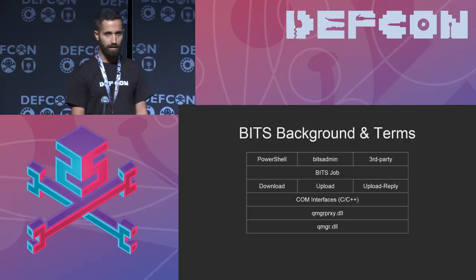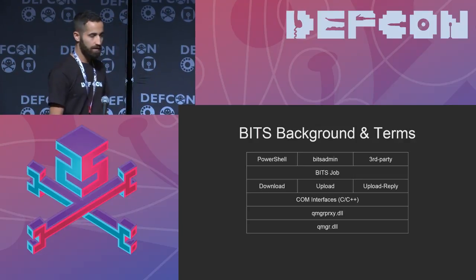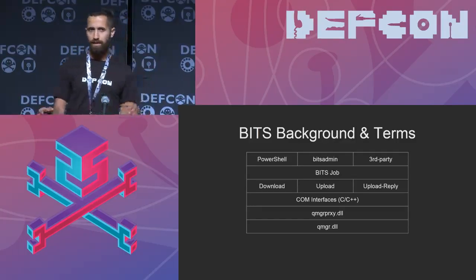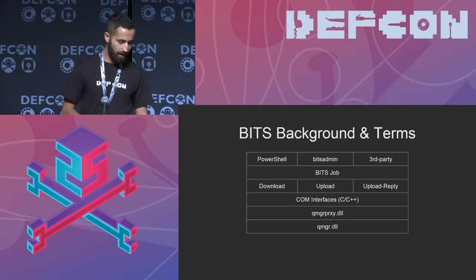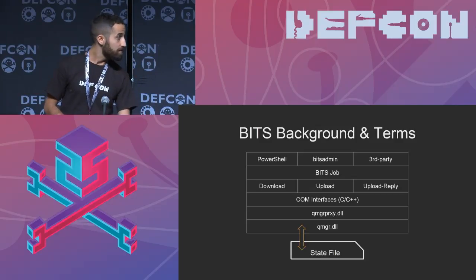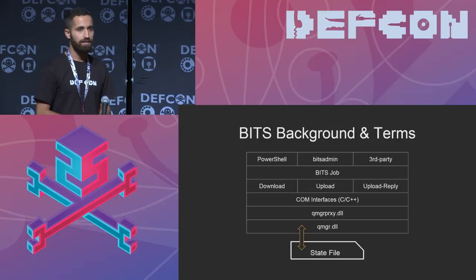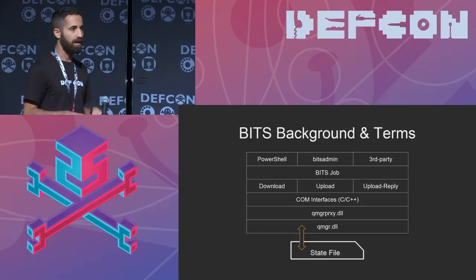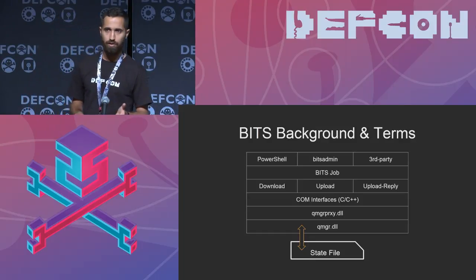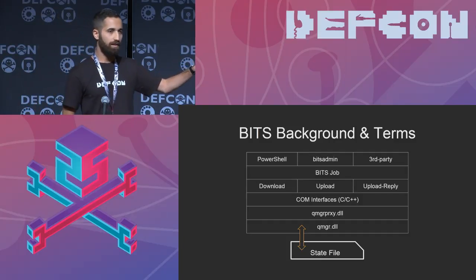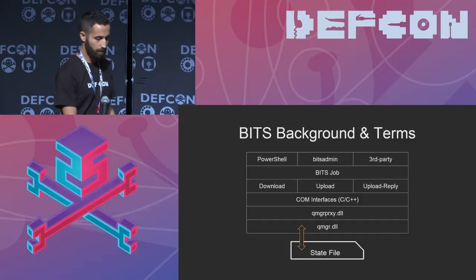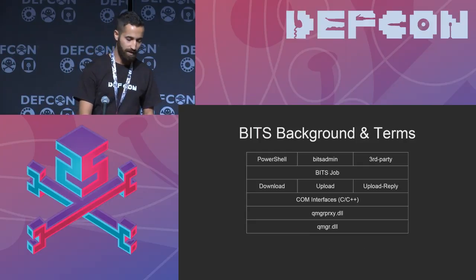It is important to understand that BITS needs to maintain and asynchronously handle all the requests and all the transfer jobs. And for doing that, BITS maintains a state file. This is just a binary representation on the hard disk of the whole queue of the jobs and the job objects themselves. This is where the attack happens. We will understand it in a few minutes.